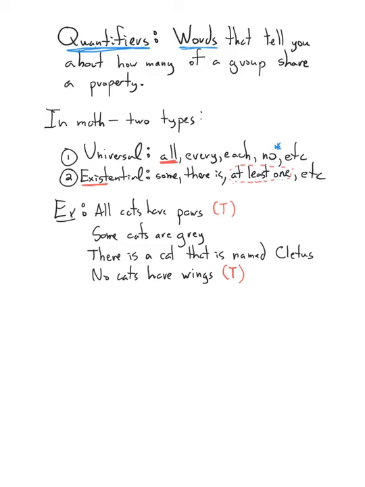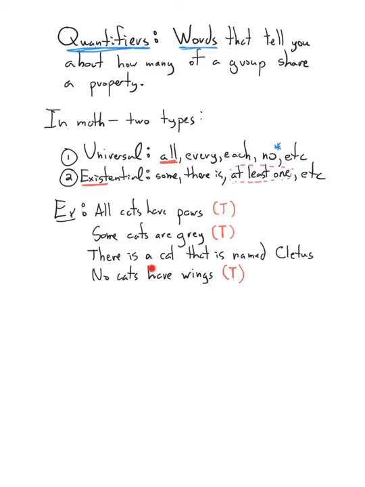An example of one is some cats are gray. And I think most of us have seen a gray cat. All we need is one gray cat for this statement to be true. Some cats are gray. Gray cats do exist. Not all cats are gray, just some. So that is another true statement.